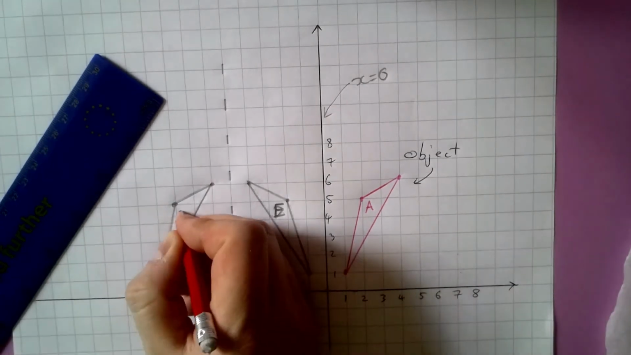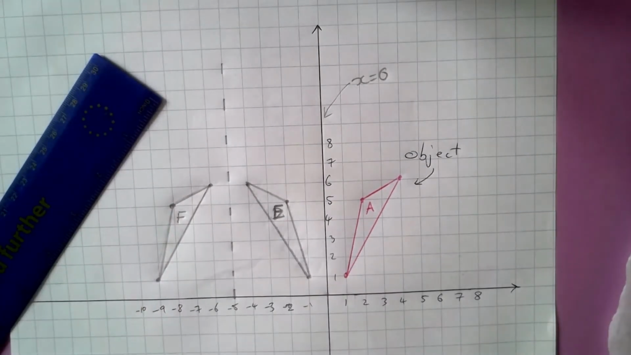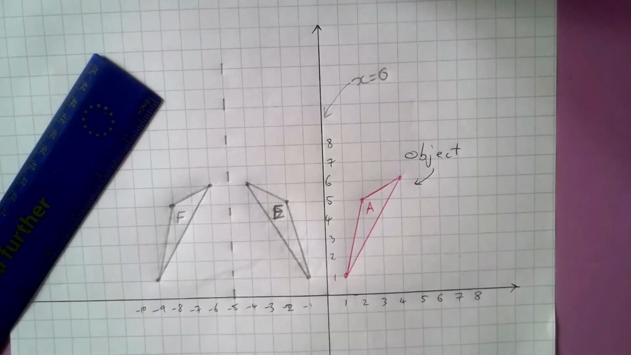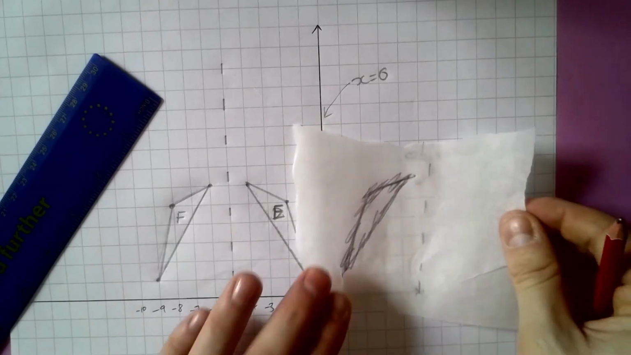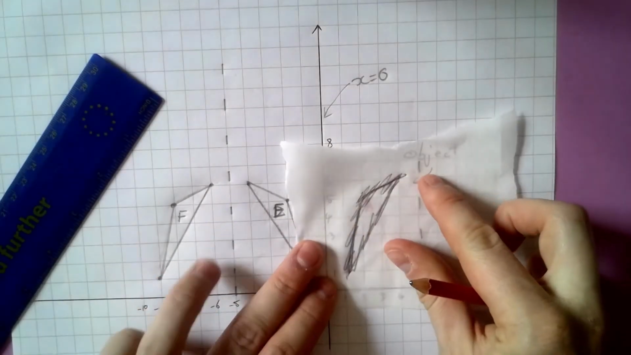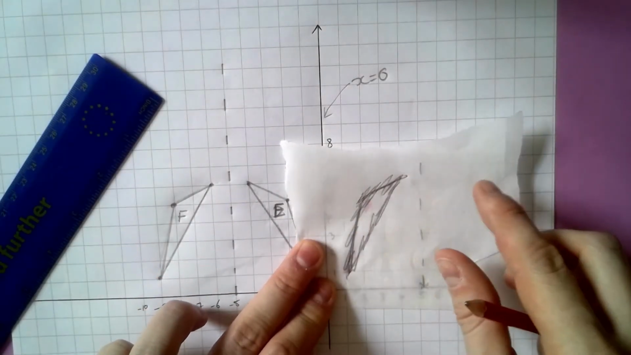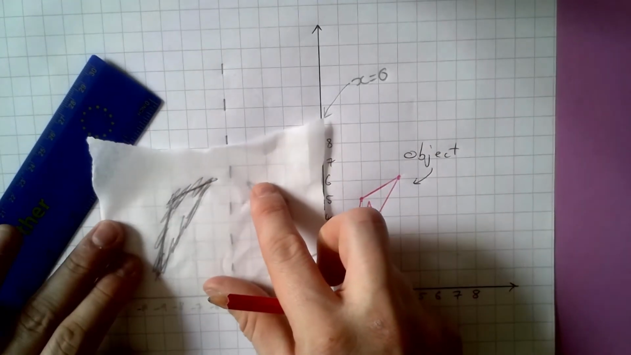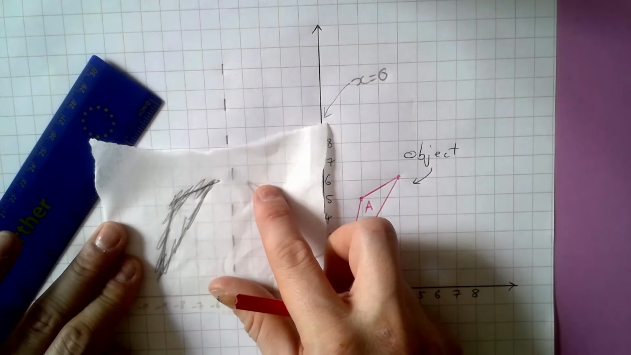Label it F. Okay, and then the question is actually asking, how do you do a single transformation from A onto F? Well, I've got my original A picture here. Yep, that'll do. You can still see the general shape even though I've coloured over it. And if I just slide this across, it fits perfectly onto F.